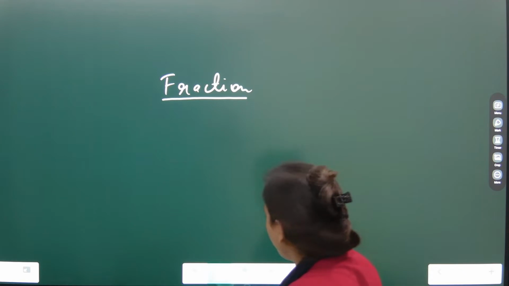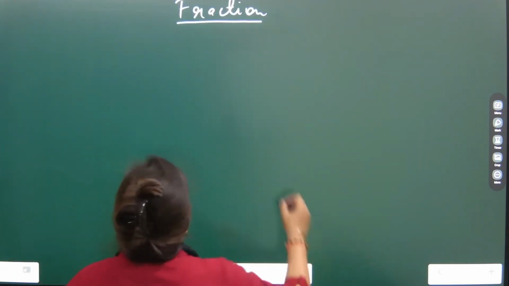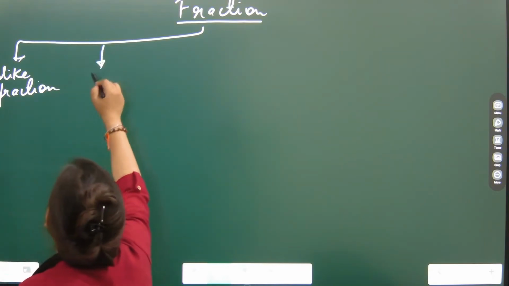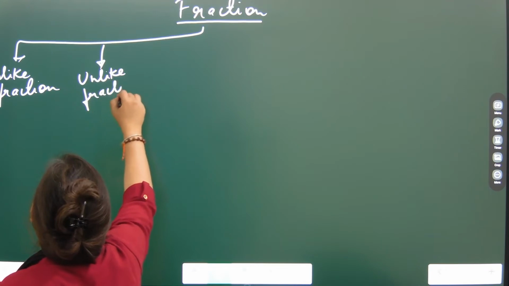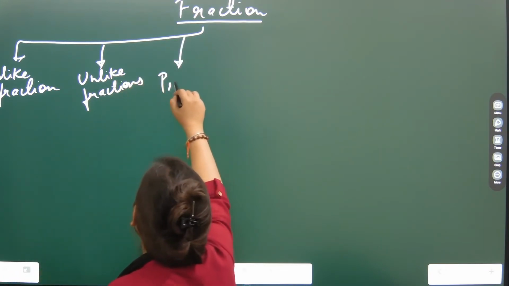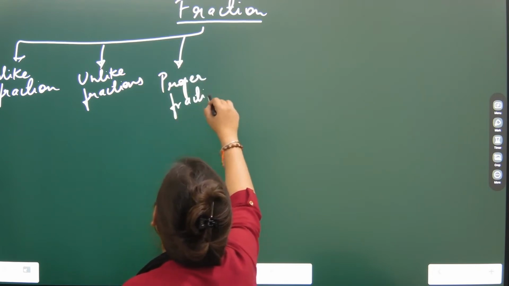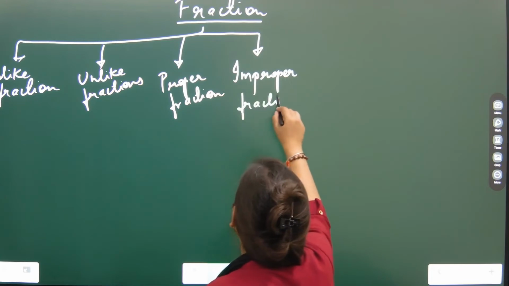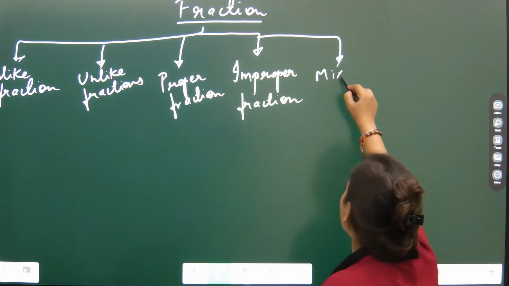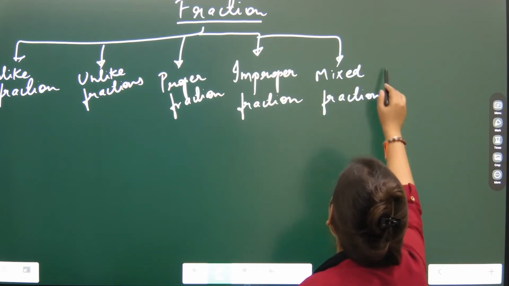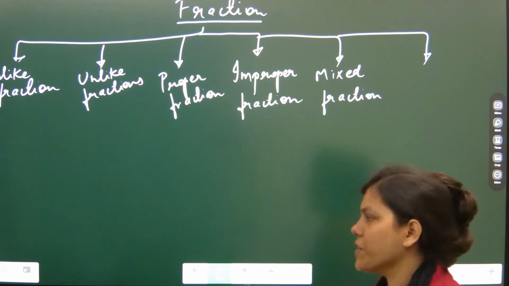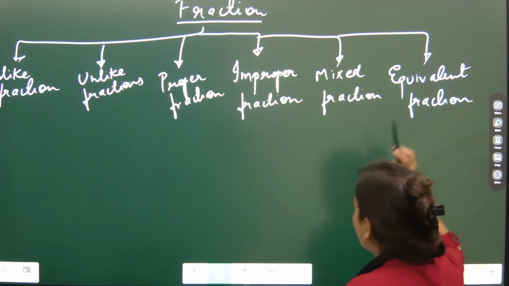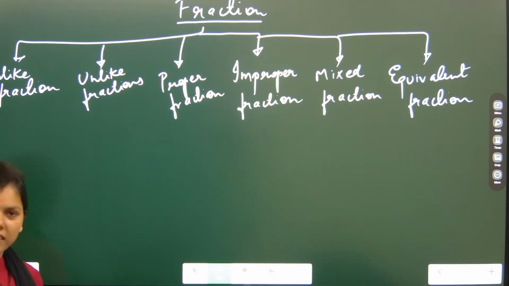So now fractions are of many types. First is like fraction, then unlike fractions, then it is proper fraction, next is improper fraction, next is mixed fraction, and the last one is equivalent fractions. Okay. Now, first of all, let us discuss what are like fractions.